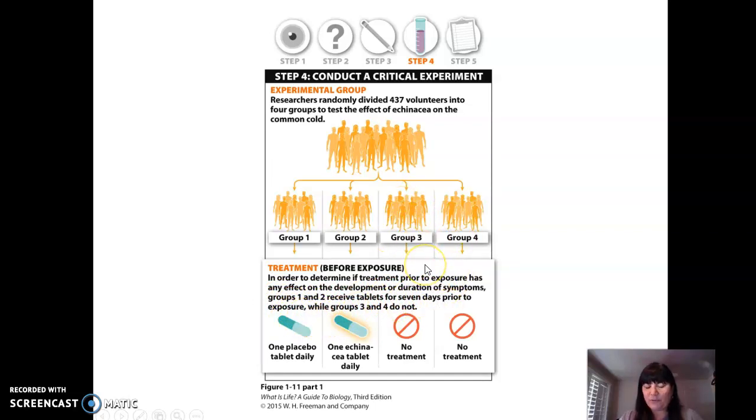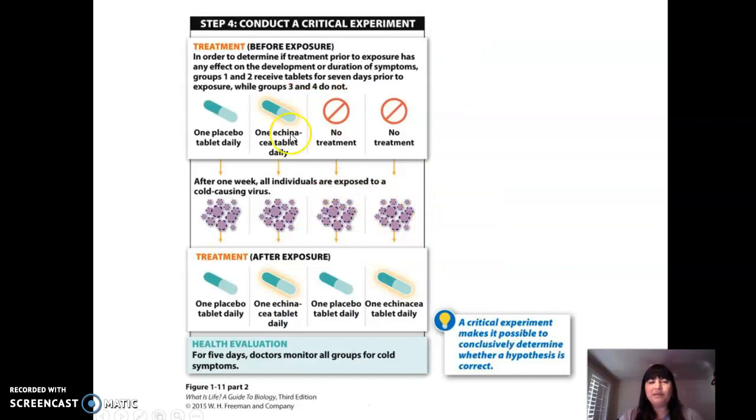Again, let's not worry about group 3 and 4. Then treatment. Group 1 and 2 receive, okay, we said that. Now, after a week, how are the scientists going to give people the common cold? Are they going to put them in a room with other people that are sick? No, they wouldn't do that. So it's very deliberate. They actually have a nasal spray with the virus in it. So they're going to give both groups the cold virus.